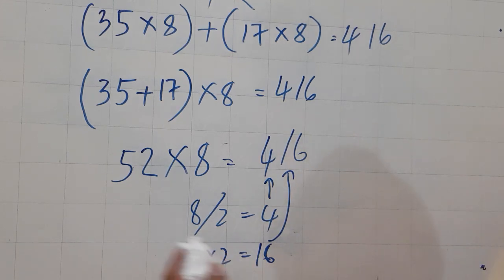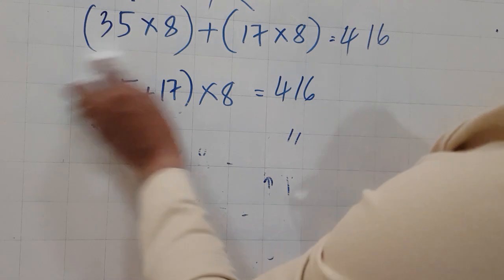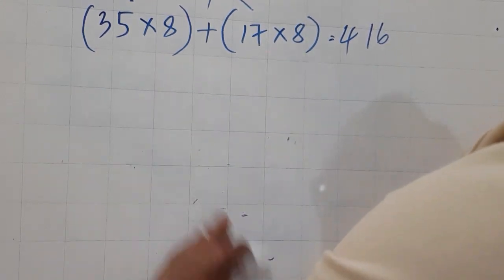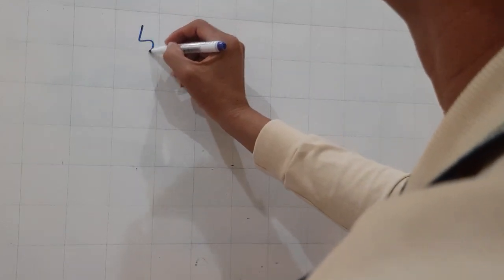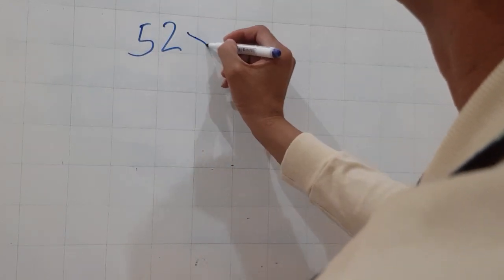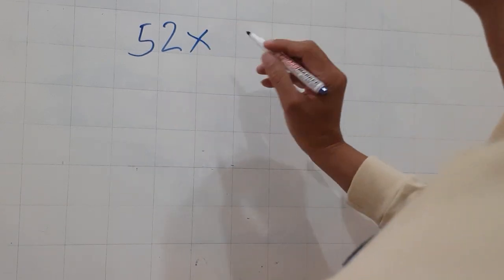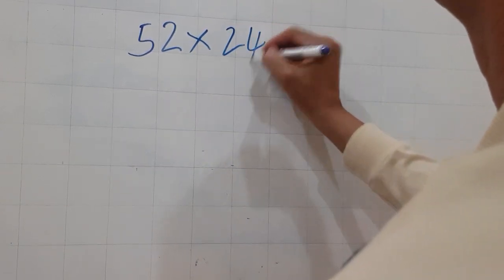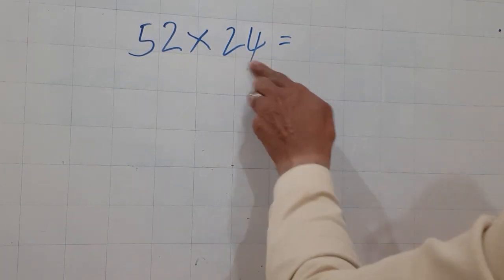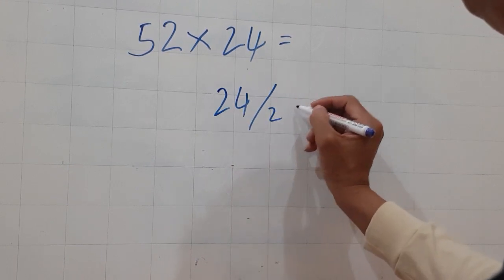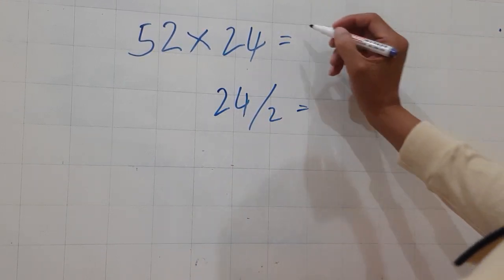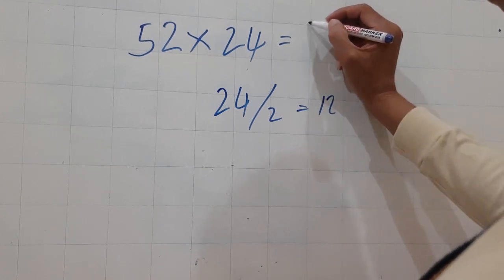Okay. One more thing. Let me show you one thing. 52, then 24. How much? If like that, 24 divided by 2 is 12. Write down 12.